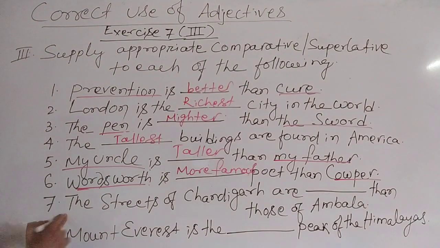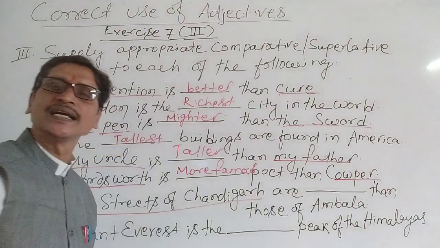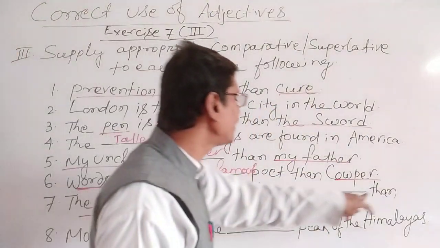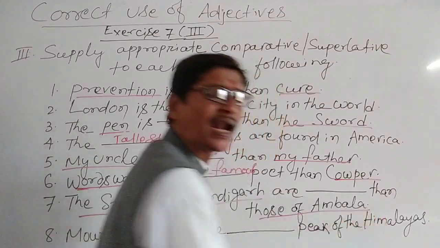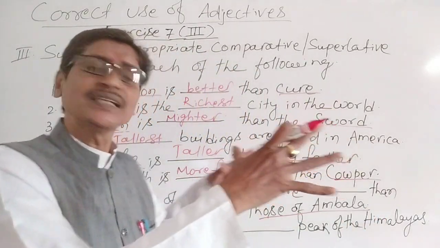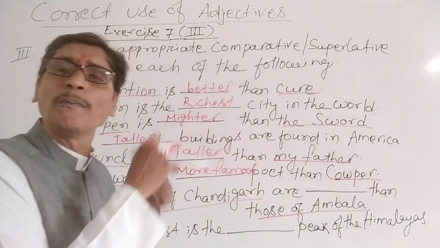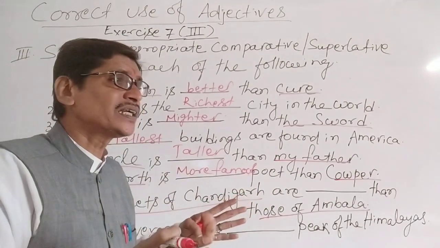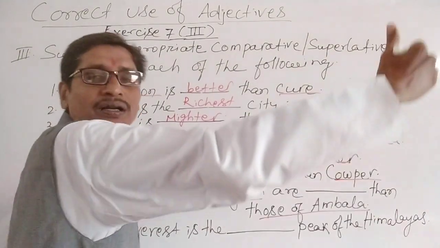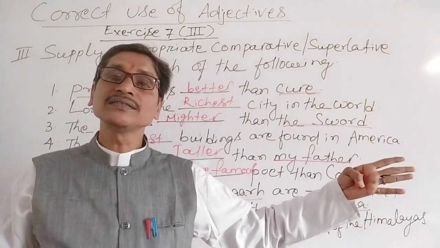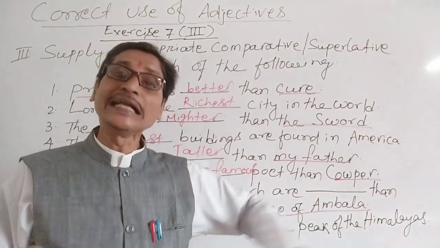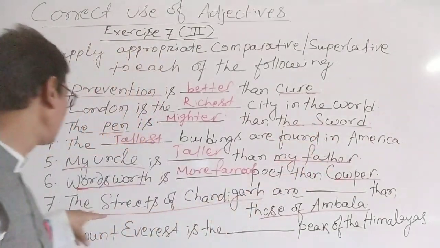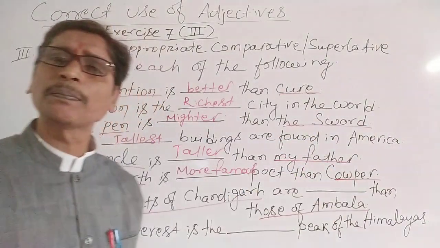Similarly, number 7 you see, the streets of Chandigarh. Chandigarh has many streets and are dash than those of Ambala. Ambala's streets and Chandigarh's streets we are comparing. So what adjective will we take to compare between them? We can say the length, the width, and the cleanliness. So all those adjectives we can take to compare between the streets of Chandigarh and the streets of Ambala.